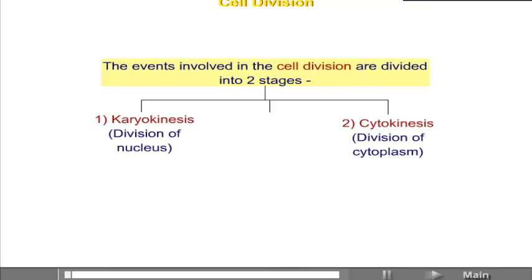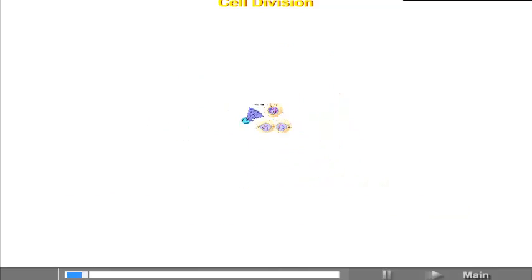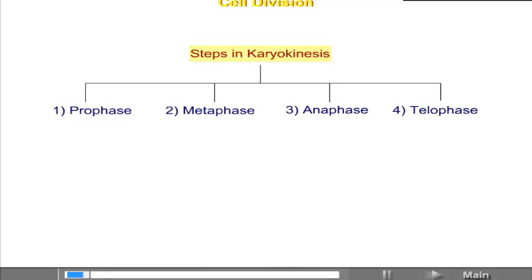The events involved in the cell division are divided into two stages: karyokinesis, division of nucleus, and cytokinesis, division of cytoplasm. In karyokinesis, the nucleus undergoes a series of changes to form two daughter nuclei. Steps in karyokinesis: prophase, metaphase, anaphase, telophase.